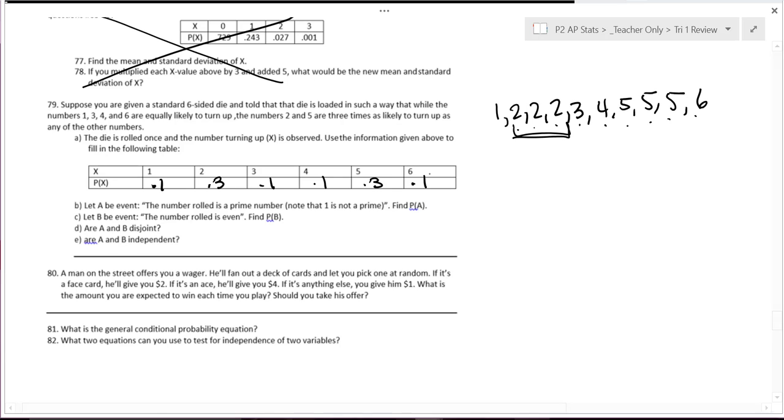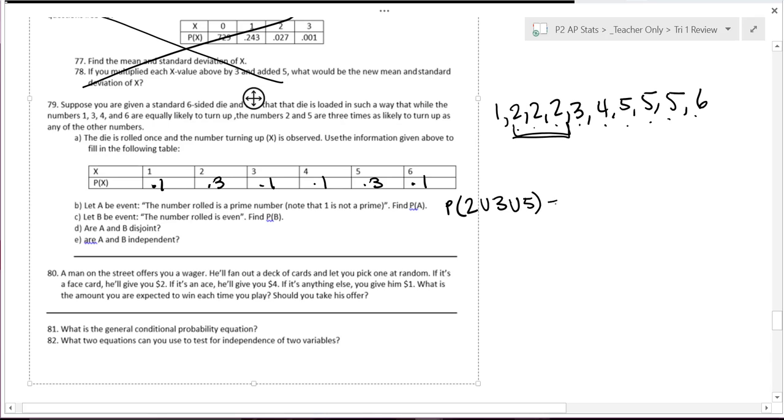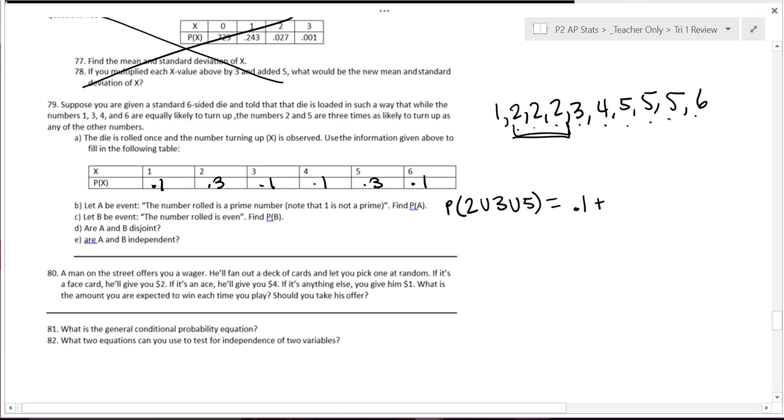Let A be the event the number rolled is a prime number. Note that 1 is not prime. Find the probability of A. Remember, a prime number is divisible by itself and 1 only. So that's going to be the probability that we have a 2 or 3 or 5. We're just adding because "or" means add. So this is going to be 0.1 plus 0.1 plus 0.3, and that gives me the total probability.